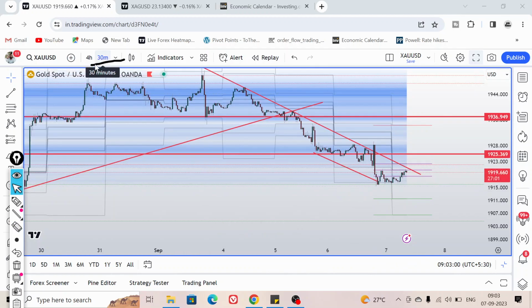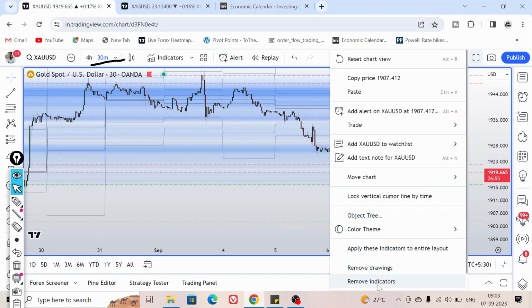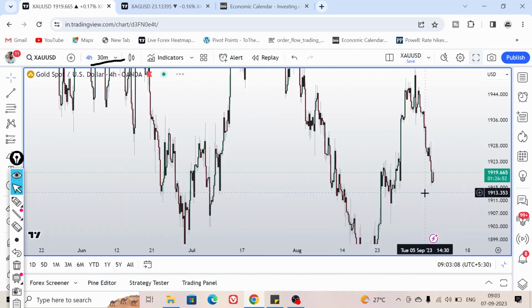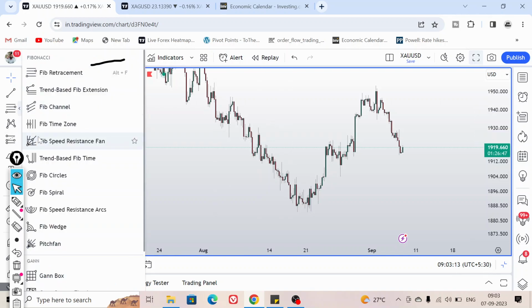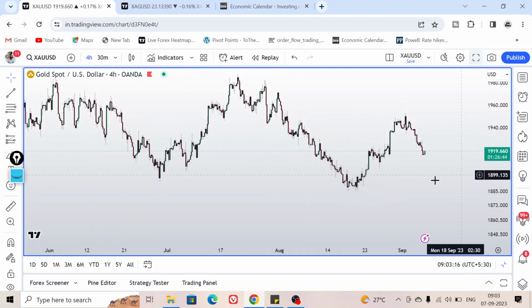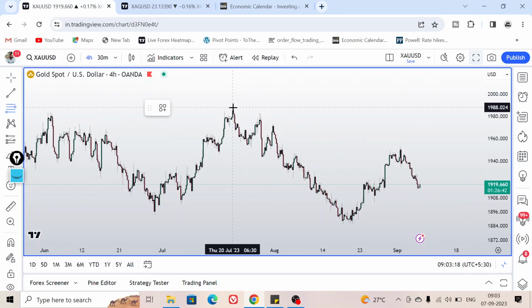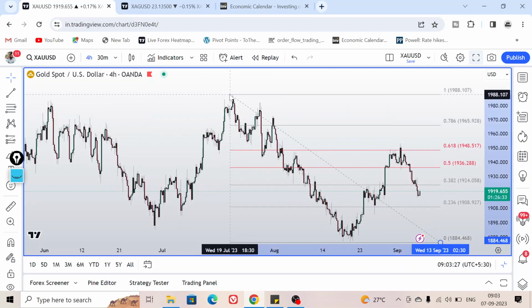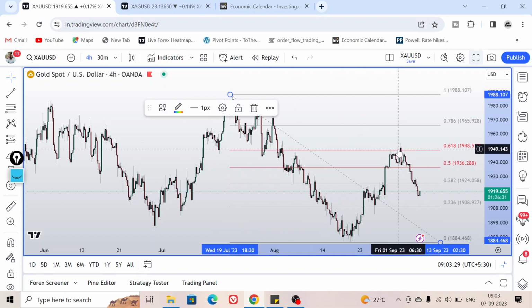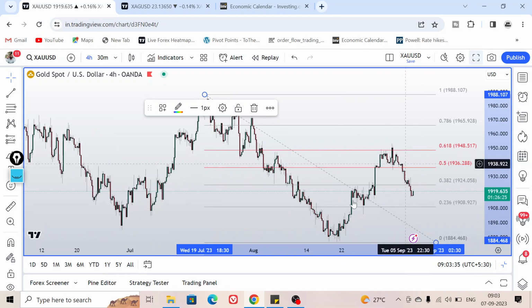Also, if we check it on the higher time frame, let me show you. We already discussed this in other prediction videos also. If we draw the Fibonacci tool from this high to this low right over here, we have seen rejection of price from this level, from 1948. And now if we draw Fibonacci for this period, for this bullish move from here to here, let me show you.